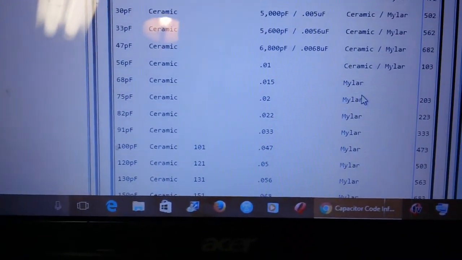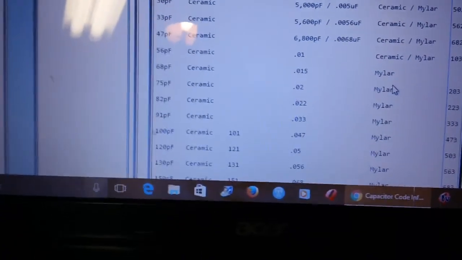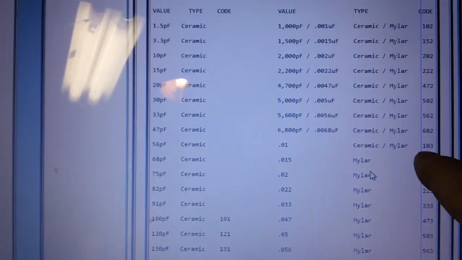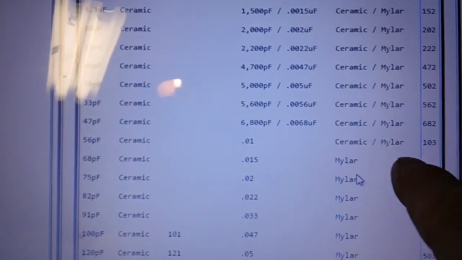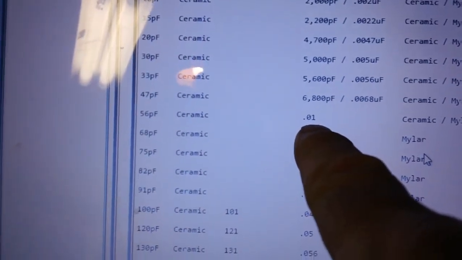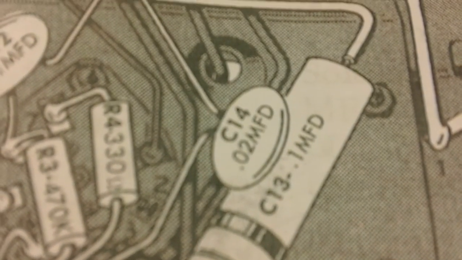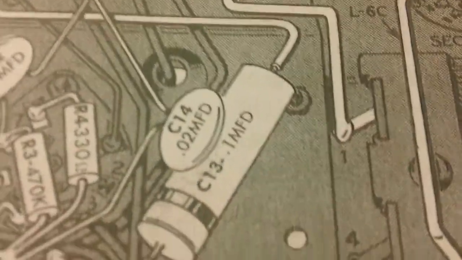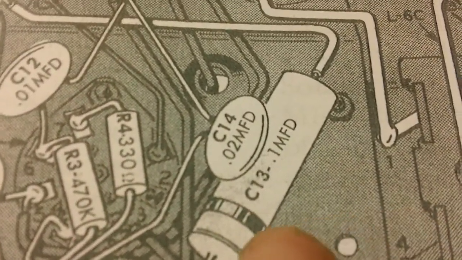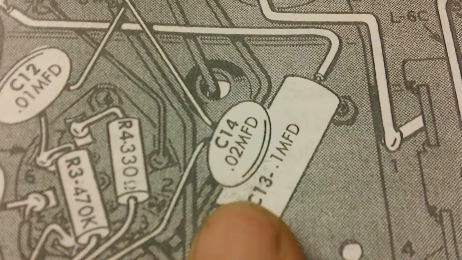Turns out a 103 is a 0.01, okay? So that is the replacement that somebody put in it. So 0.01. Here's what it replaced. C13, 0.1. It is the wrong value. A 104J would have been a 0.1. So that's significantly wrong, so that could be part of my issue there.